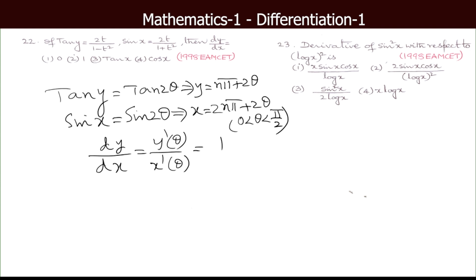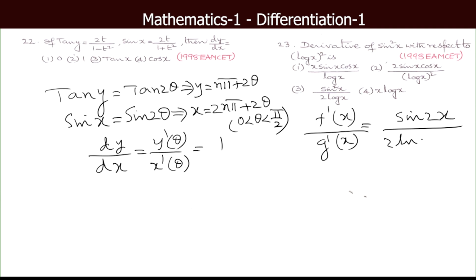Okay, derivative of sin square x with respect to log x whole square. Once again, differentiation of one function with respect to another function. That is f dash x by g dash x. F of x is sin squared x, f dash x is sin 2x. G of x is log x whole square, g dash x is 2 log x, 2 ln x into 1 by x.